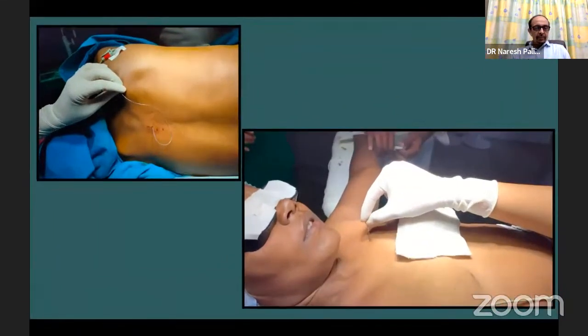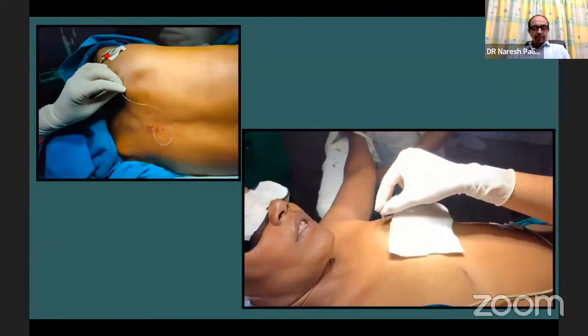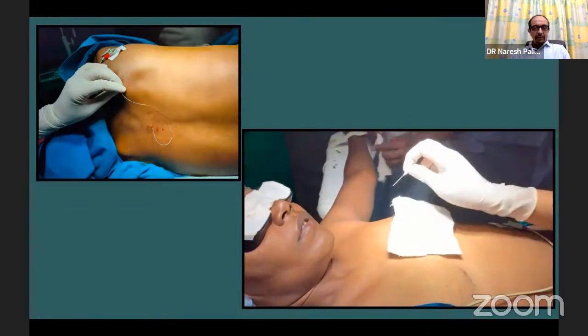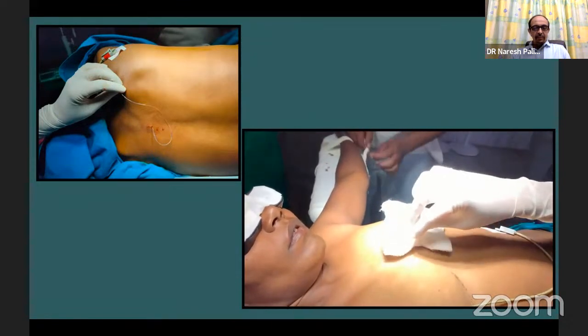This is an MRM being done under combined spinal and epidural. Spinal was given at T7-8 and epidural was at T6-7. This is how the levels are being tested, and you can see the patient, how comfortable she is even with such high levels of block.